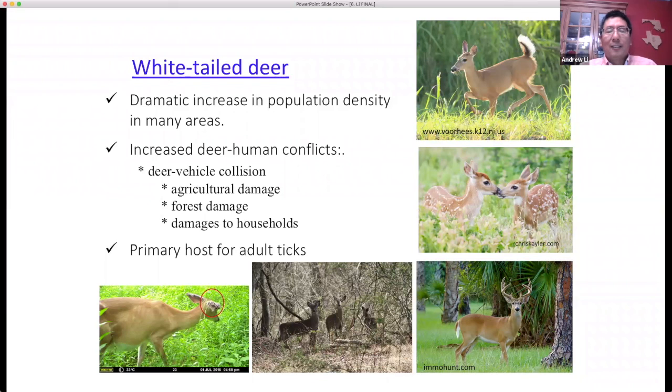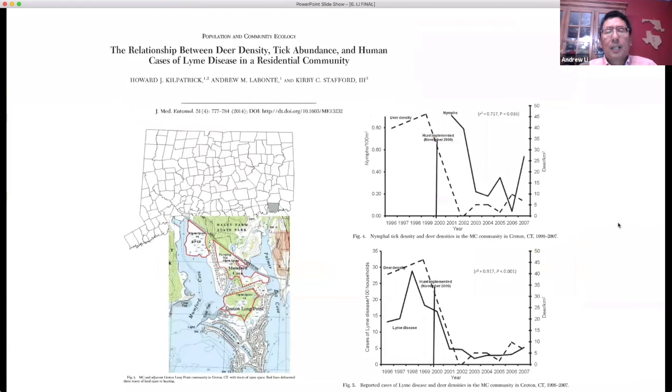But our major concern is deer as a host of the blacklegged tick. More deer, more ticks, more Lyme disease. How can we control ticks feeding on deer? Next slide, please. Well, indeed, there are studies indicating a direct correlation between deer population density and the nymph stage blacklegged tick population density, and also the number of Lyme disease cases reported.